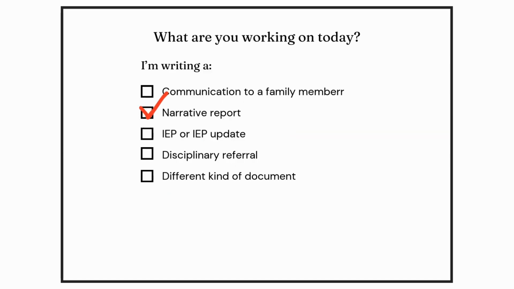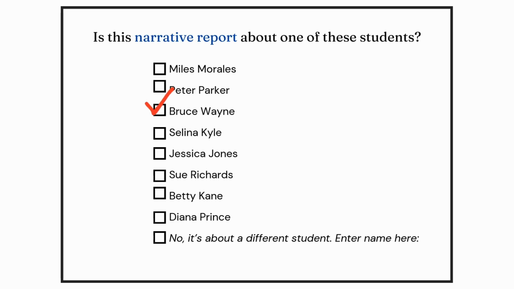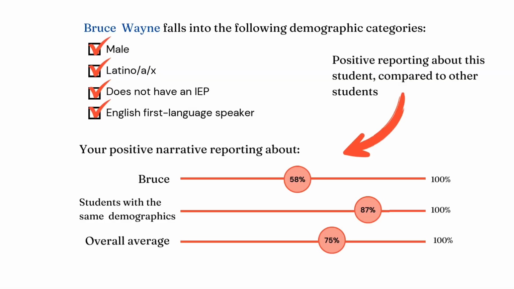The new revision component, UpVisioned, will provide tailored support to specific types of documents. First, the user will select the type of document they're drafting, for example, a narrative report, as well as the student they're writing about. After identifying demographic categories for this student, users will see data on how their tone, their positive reporting about this student and students in these demographic categories compared to the overall average.